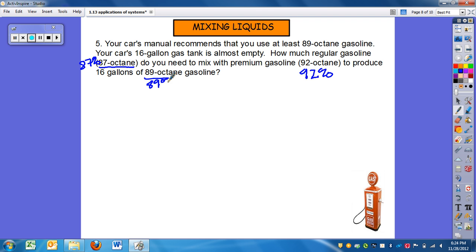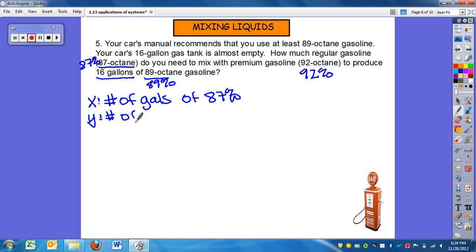Notice we have 1 lower and 1 higher, and then we have 16 gallons. So how much of each? We're going to have X represent the number of gallons of 87%, and Y equals the number of gallons of the 92%.